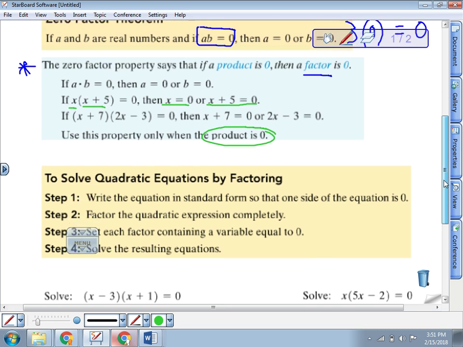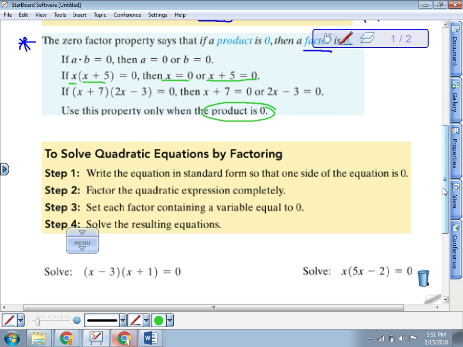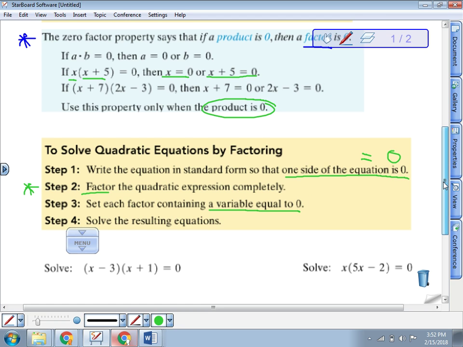So here are some steps you can refer to when you look back at this. Number one: write the equation in standard form so that one side of the equation is 0. It has to equal 0. The next step is just factor. That's what we've been doing: factor those quadratic expressions. And then this third step is key: set each factor containing a variable equal to 0, because we have the equation equal to 0, so one of those factors has to be 0. You'll see what I mean by that. And then solve the resulting equations. Pretty straightforward.